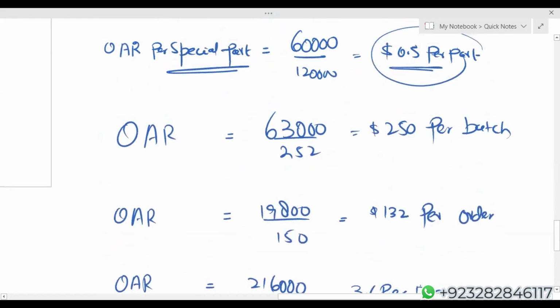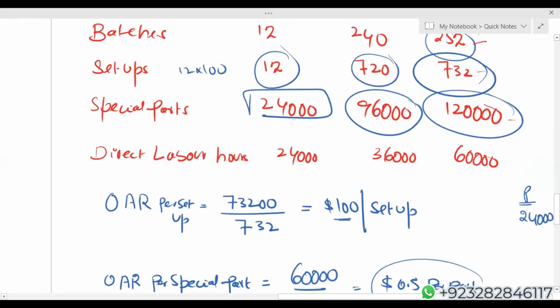Let us first check what is the rate per batch. Material handling is 250 per batch. Now let's see how many batches we have in plus. The number of batches in plus multiplied by 250 will give us the material handling cost for plus, and the number of batches in double plus multiplied by 250 will give us the total material handling cost in case of double plus. We have already calculated the total batches.